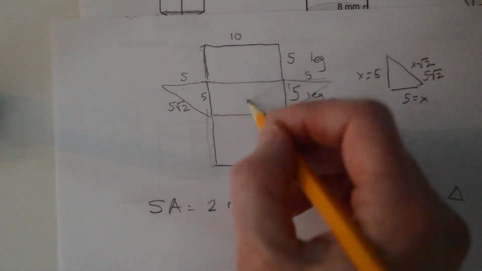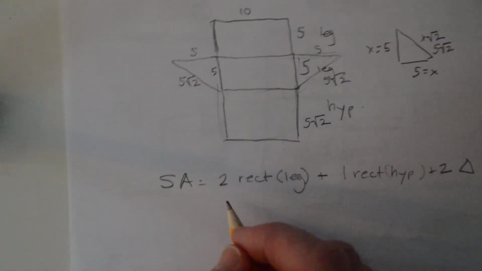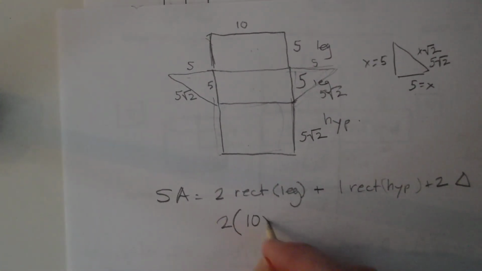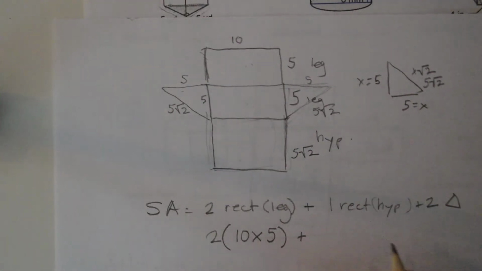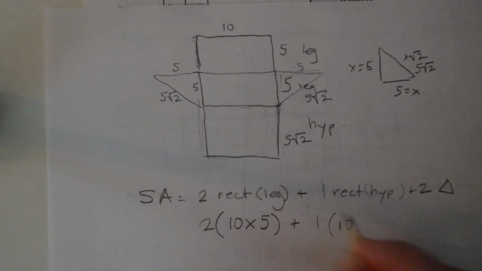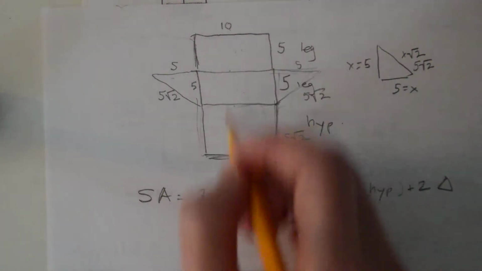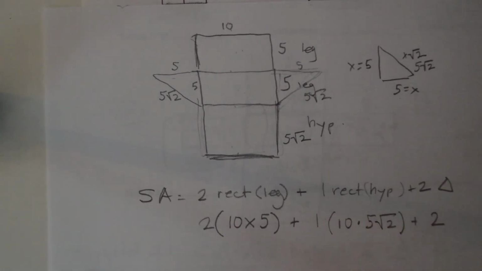So 2 of the rectangles that come from the leg side, the 5 side, these would each be, again, it's a rectangle, so it's length times width. It's going to be 10 times 5, plus 1 rectangle that comes from the hypotenuse. That's going to be 1 times 10. Right, this direction is 10, 10, 10, 10, 10. I didn't write it, but it's 10 the whole way down, times 5 root 2, plus 2 of the triangles.